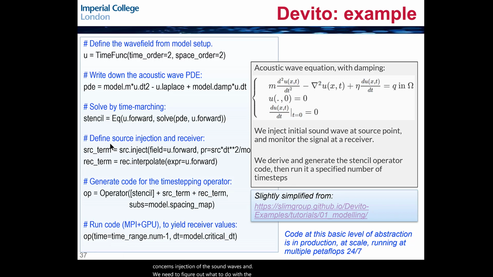So this is slightly simplified from an online tutorial that you can go and look at. Basically, code written at this level of abstraction is being run in production, at scale, in the cloud, for profit, at multiple petaflops, like 10 petaflops roughly, 24/7, non-stop. Do we generate decent code? Well, we worked pretty hard on it.